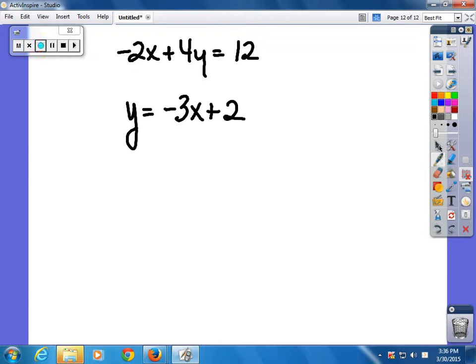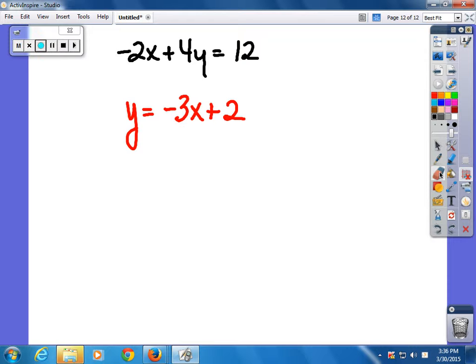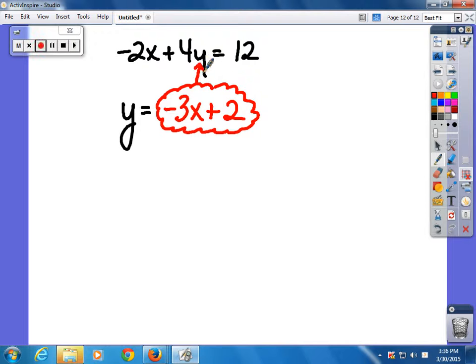So I'm going to color this guy red. And I'm going to erase this guy. Color that black. Take this red guy. Put him right there.